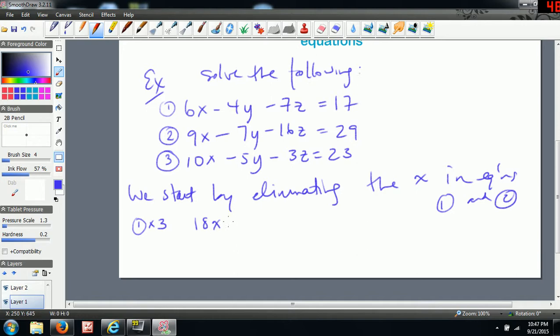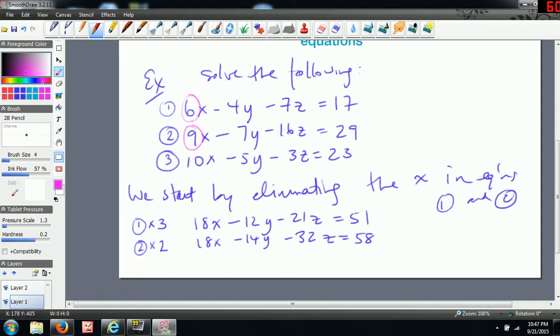When we do that, we get 18x minus 12y minus 21z equals 51. And then equation 2, we multiply by 2, and when we do that, we get 18x minus 14y minus 32z equals 58. The reason I did this is because I want to make these two the same. If I want to eliminate x, I have to get these two to be the same number. I can do that by multiplying this one by 3 and this one by 2.